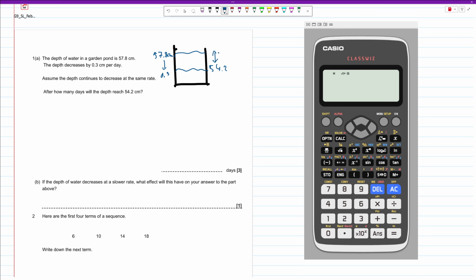So that means from there to there is 3.6. I can do that on my trusty calculator. 57.8, take away 54.2, 3.6, there you go. Ta-da! If it's going down by 0.3 each day, I need to do 3.6 divided by 0.3, and that'll give me 12. So I know that it should be 12 days.